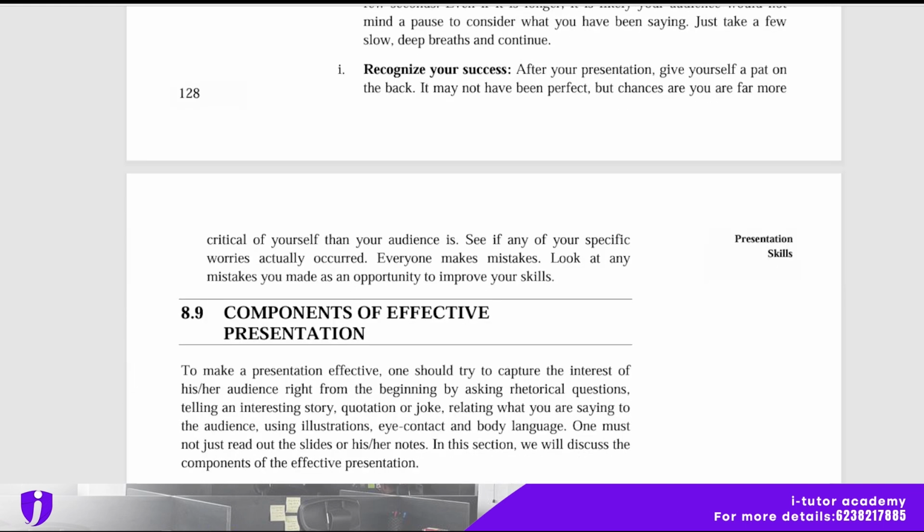Recognize your success. After your presentation, give yourself a pat on the back. It may not have been perfect, but chances are you are far more critical of yourself than your audience is.